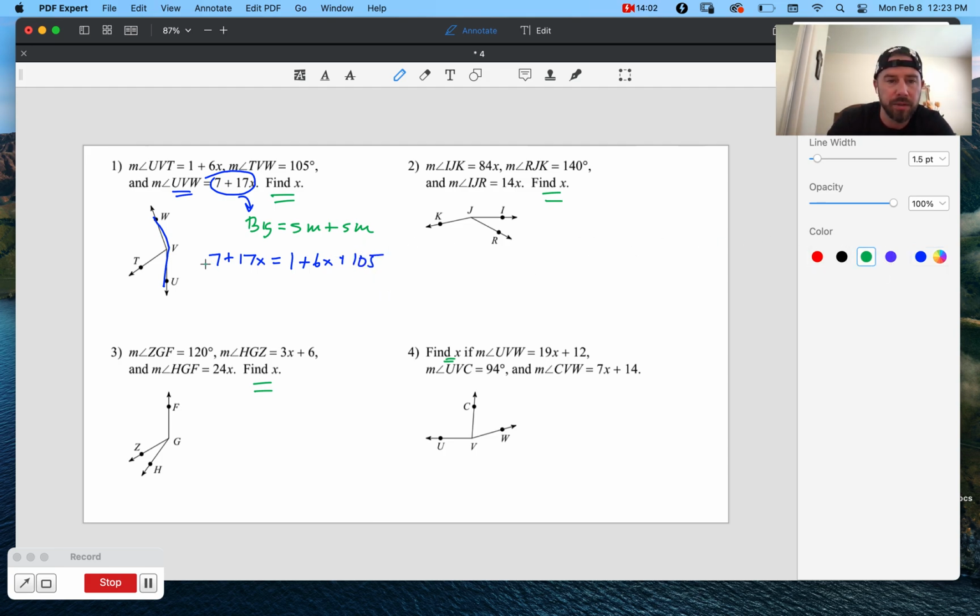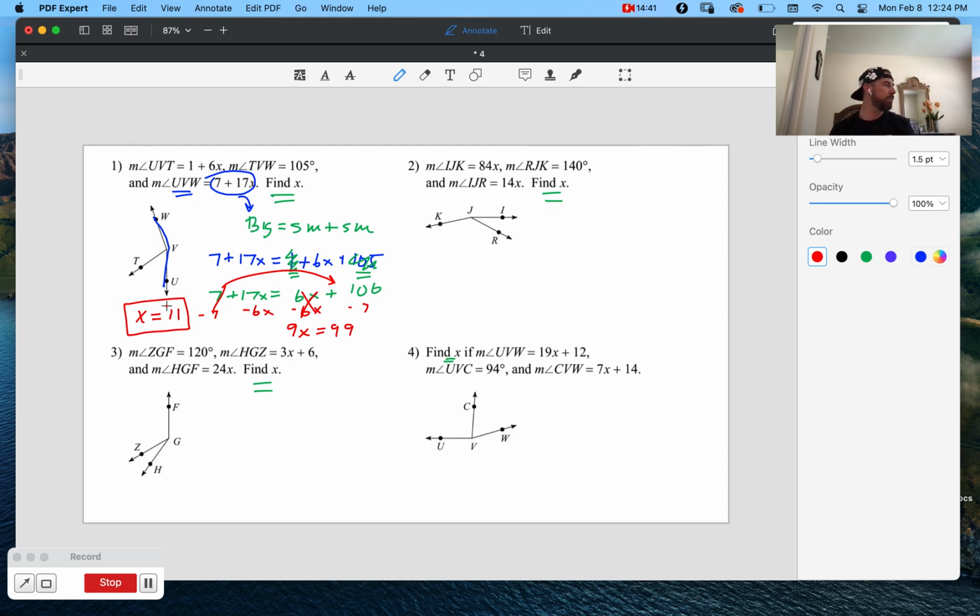Okay, now we got to combine like terms. 1 and 105 is 106, so I'll just get rid of this guy and put a 106. I'll put my 6x here, equals 7 plus 17x. And remember, I always move the smaller variable. So 6 is smaller than 17, so I'm going to subtract 6x. That guy's gone. And I'm going to get this 7 over here. So minus 7, minus 7. I think I end up with 9x equals 99, which means x equals 11.